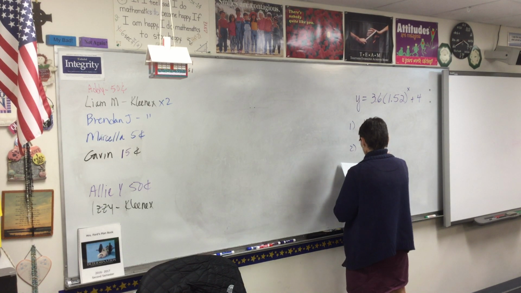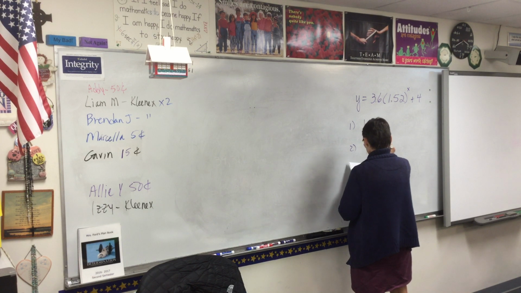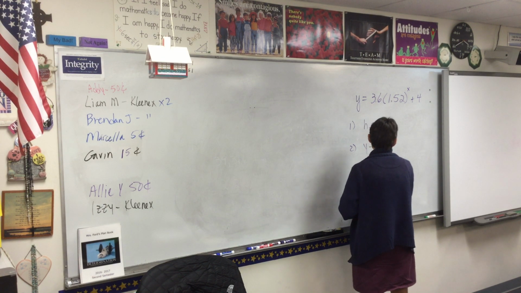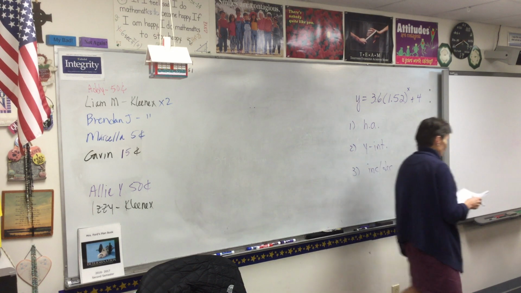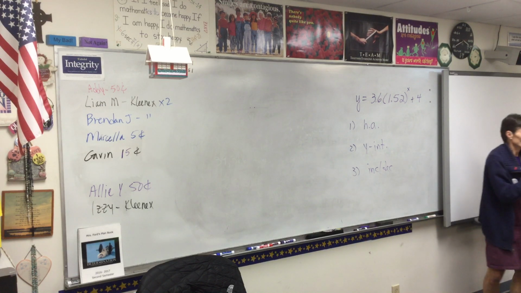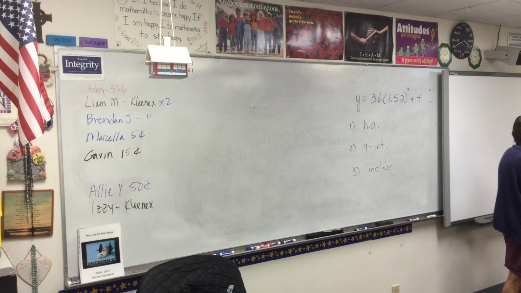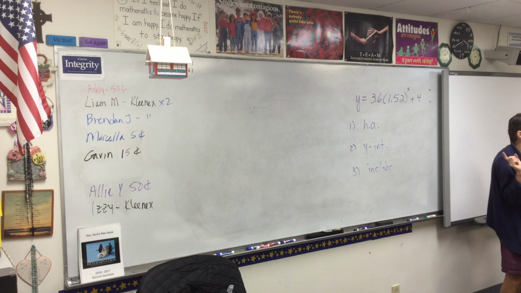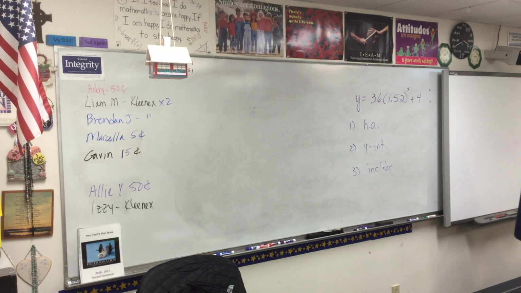Horizontal asymptote, we need the y-intercept, and we want to know if it's increasing or decreasing. All right, who can come up and do this? We can have people on both sides. Thank you, Anthony. Anybody want to do that side? Anthony's going to do this side. Same problem, just so we have two people doing it so we can bounce ideas off each other. And then we'll give it a shot over there.